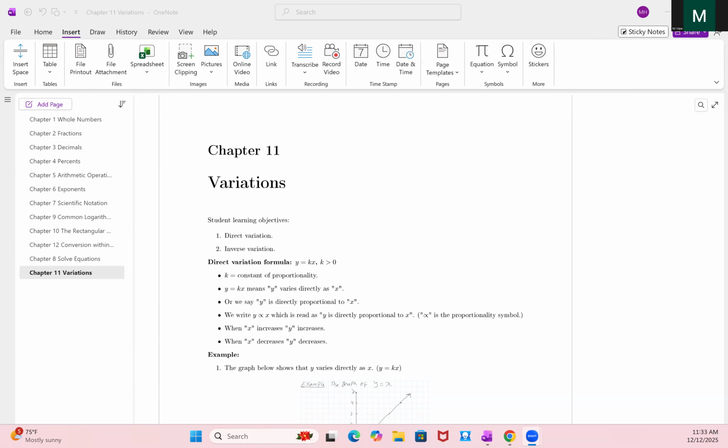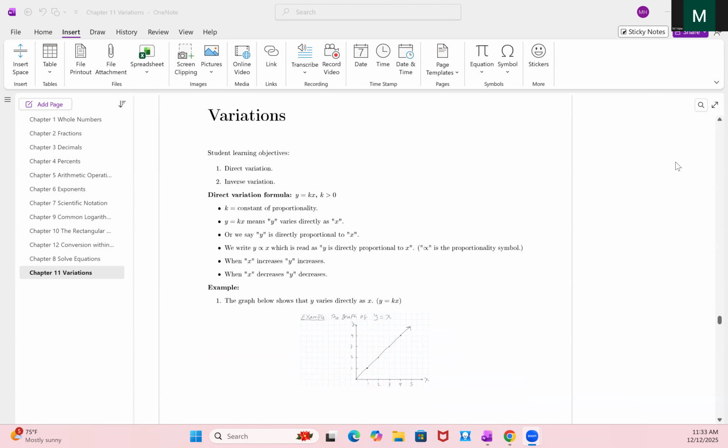Chapter 11, Variations. Student learning objectives: direct variation, inverse variation. The direct variation formula is y is equal to k times x, where k is the constant of proportionality and it's positive. y is equal to kx means y varies directly as x, or we say y is directly proportional to x.